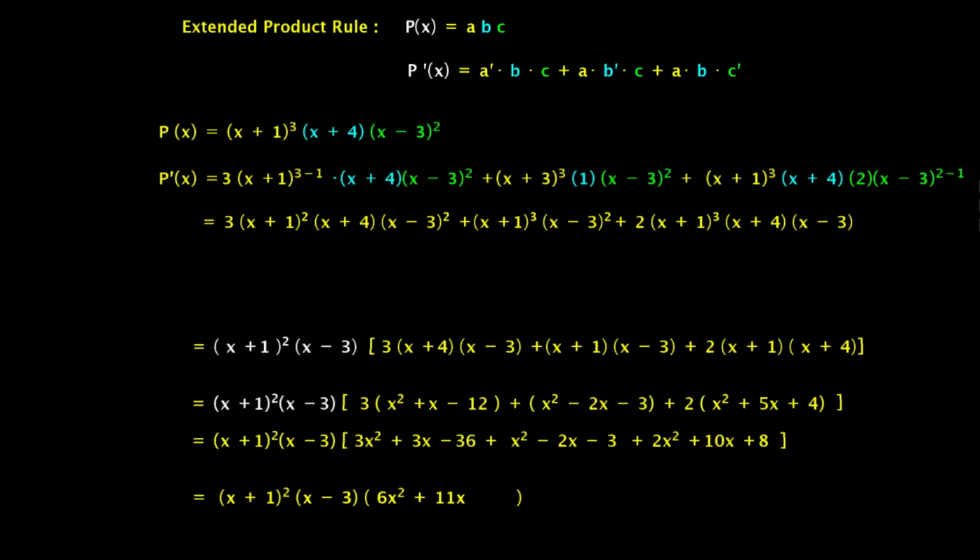And the last numbers are 36 negative, 3 negative, 8 positive. So 36 and 3 negative is going to be negative 39, with the positive 8. 39 minus 8 is 31. So it is negative 31. And that is our final answer. That's it.